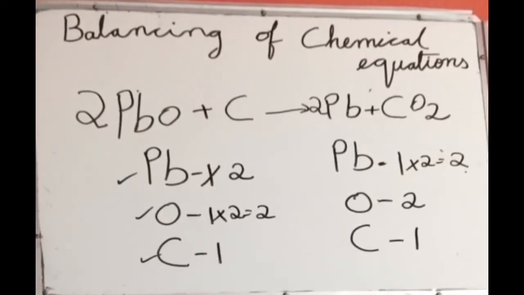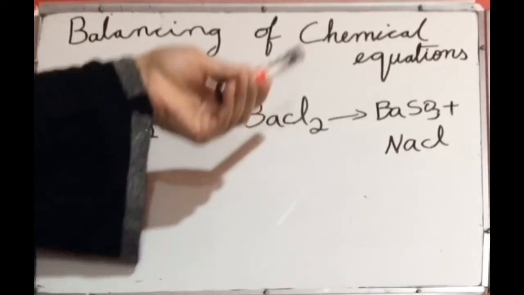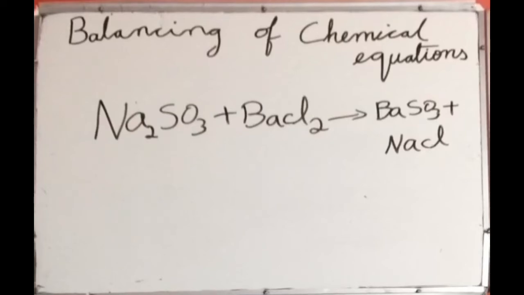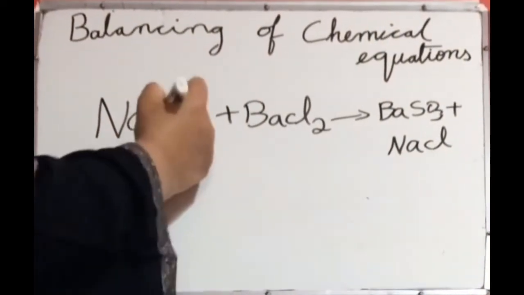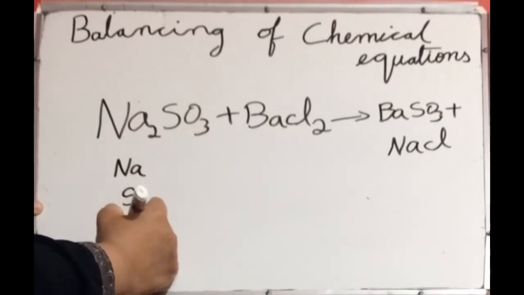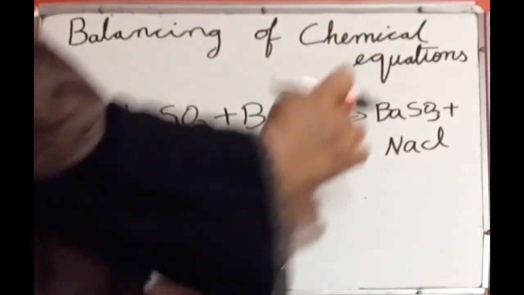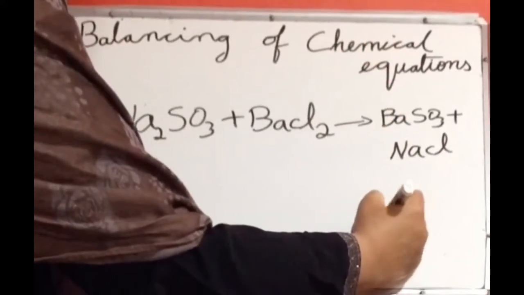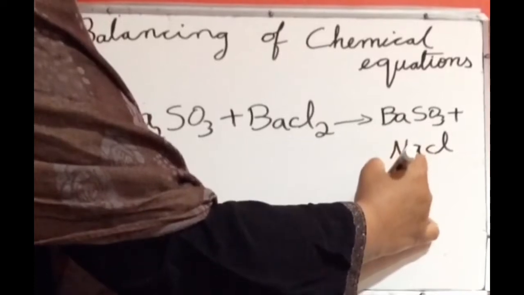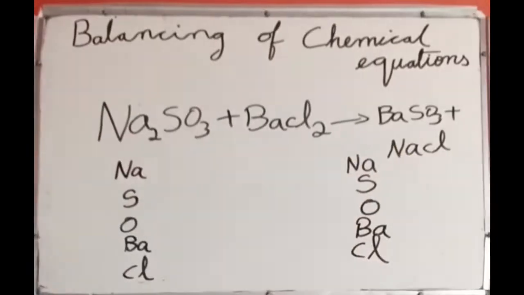I'll give you one more example now. Now let's take this example: Na2SO3 plus BaCl2 gives BaSO3 plus NaCl. Now you try to balance yourself. First, what is the thing you'll have to do? You have to write down the elements. I write sodium, sulfur, oxygen, barium, chlorine. This side you have to see what is. I'll write in the same order so that it's easy for you for doing the balancing. Barium, then sulfur, oxygen, sodium, chlorine.